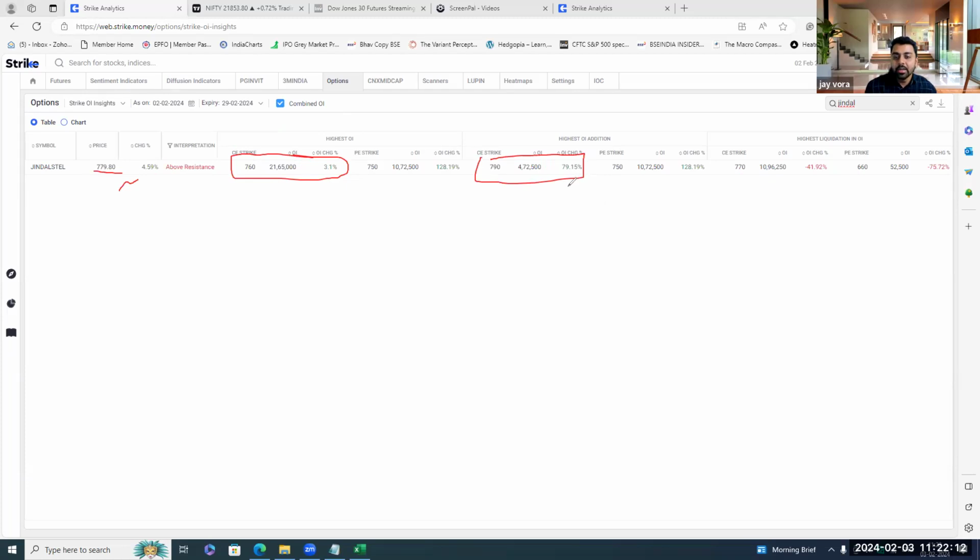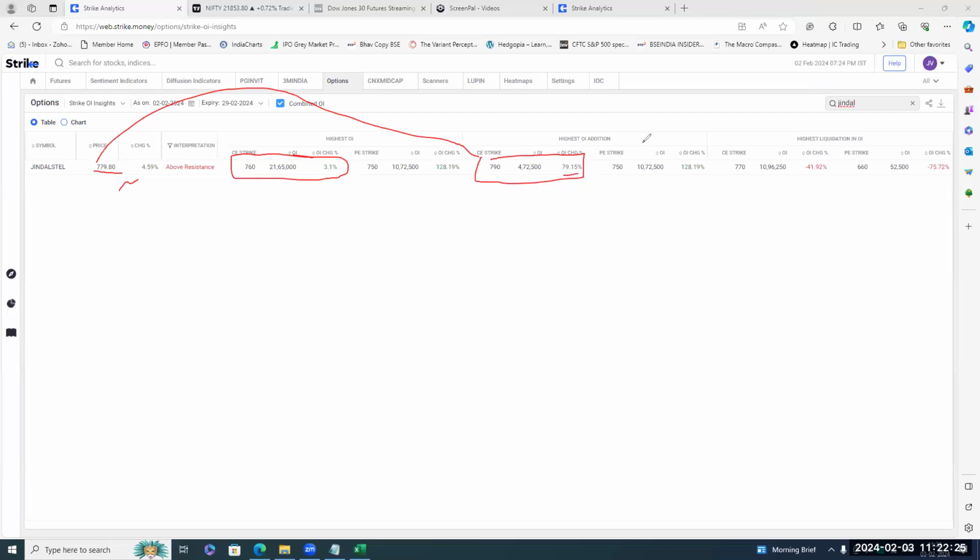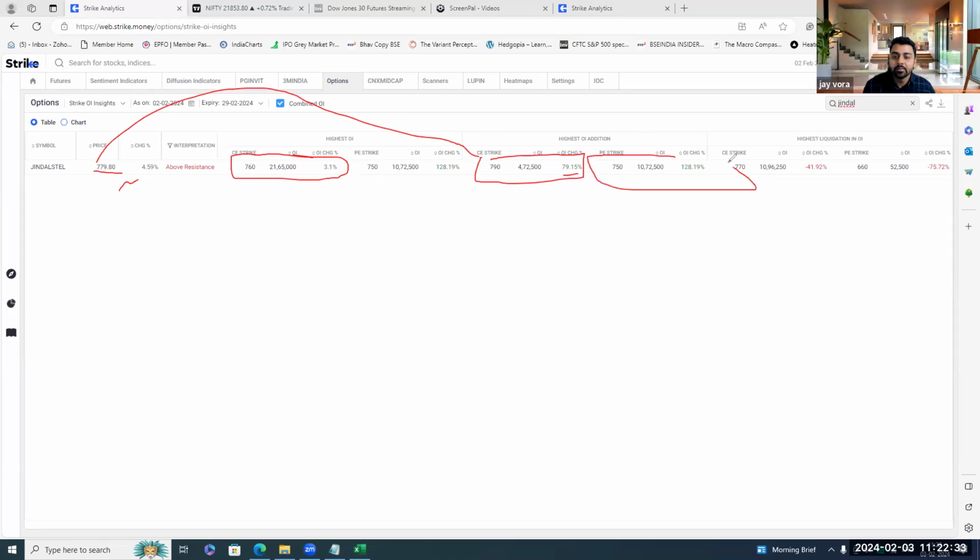If it is, say, single digit, then there is even a good chance that when Jindal comes over here and this open interest is just, say, in single digit, then even this will break. So that is how you try. So there will be a new range, you say? Yeah, correct.